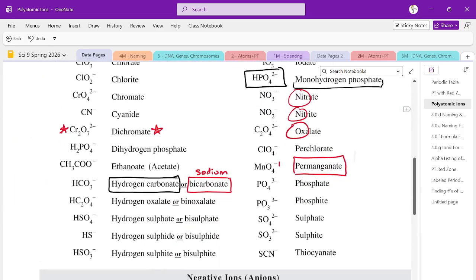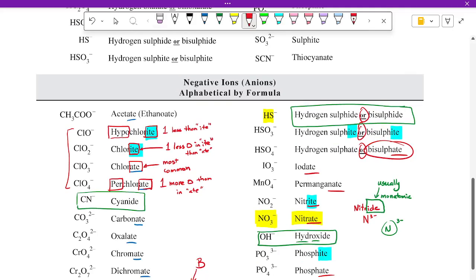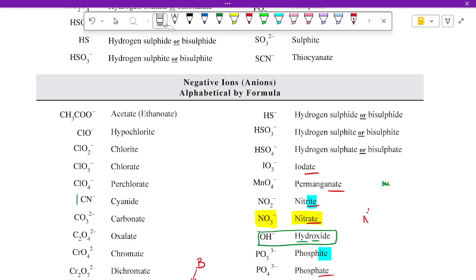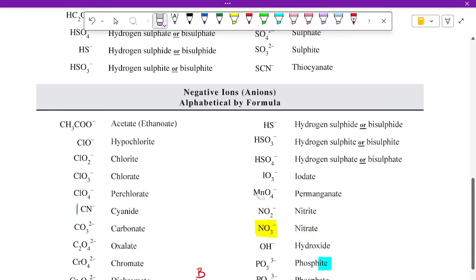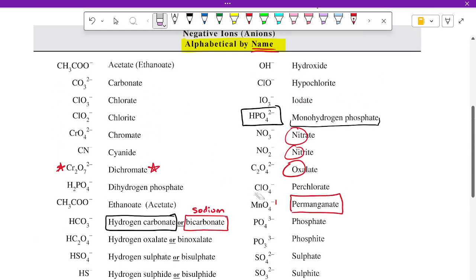So let's look for, oh, why do I have all this nonsense on here? Oh, this must be from last year. Okay, that's all right. Well, you don't need all this stuff. It's just confusing. Okay, so let's look for hydroxide. Here is hydroxide. So let's put a star beside that one.